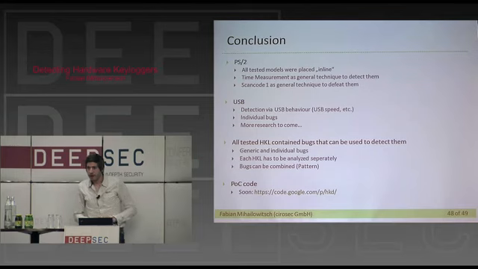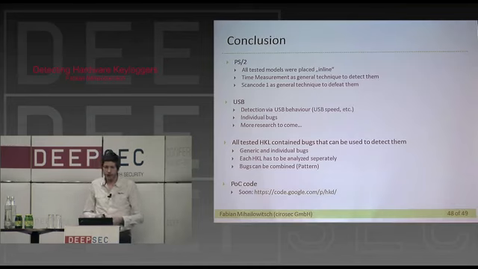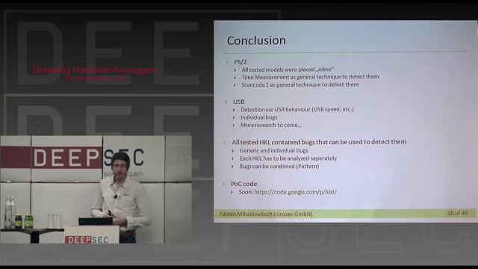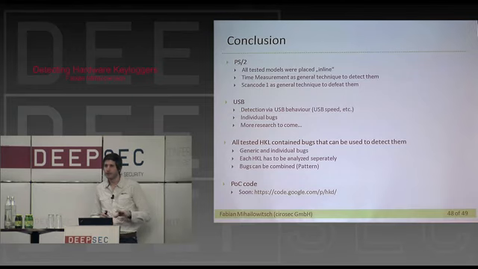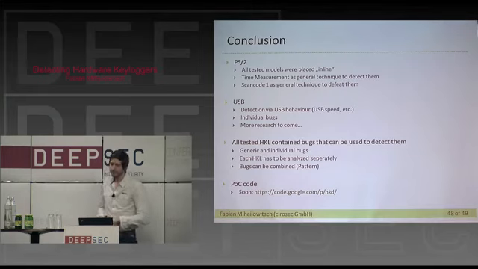My conclusion about the whole stuff is, for PS2, all models I got into my hands were placed inline somehow. You could use time measurement as a general technique to detect all the models. And the cool thing is, you can even defeat them by switching to scan code set 1. It worked for all the models I got into my hands.